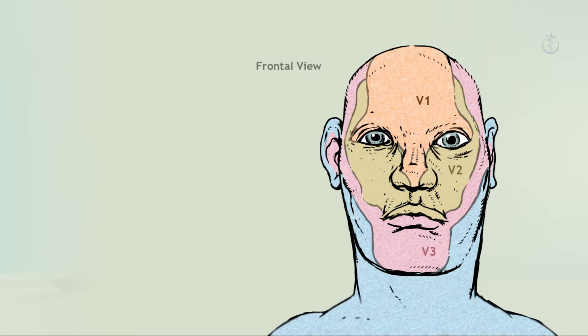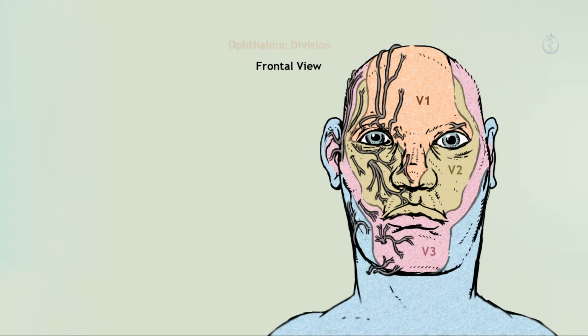This is a schematic frontal view of the face and scalp. Each of the division territories is shown in a different color. Let's identify the individual nerves that supply each territory. First, let's look at 5 branches that are derived from the ophthalmic division. These are the lacrimal nerve, supplying a small territory on the lateral part of the upper eyelid. Next is the supraorbital nerve, supplying a very large territory across the forehead and up into the scalp.